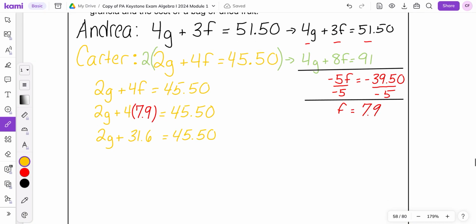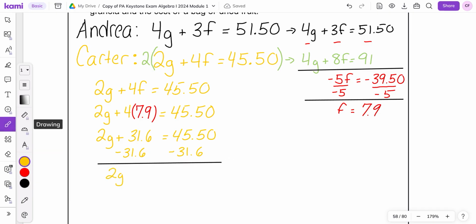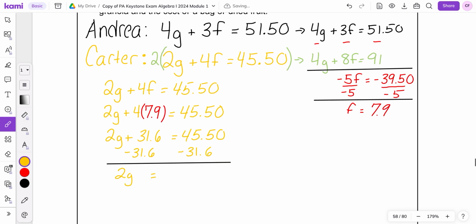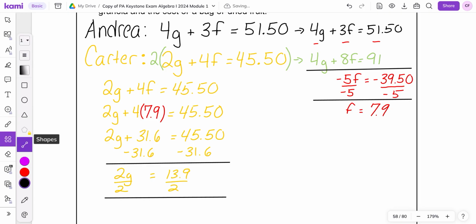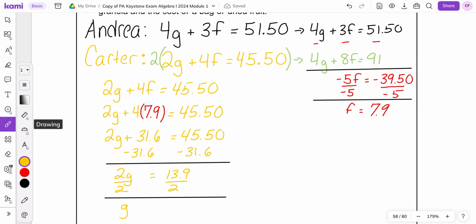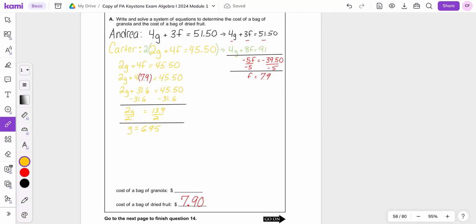Move the number without the variable first. Subtract 31.6 to both sides. We get the following: 2g equals 13.9. And then the final step, separate a number from a variable, divide it. And we get g equals 6.95, which is the cost of the bag of the granola, which is why I used g for the variable.